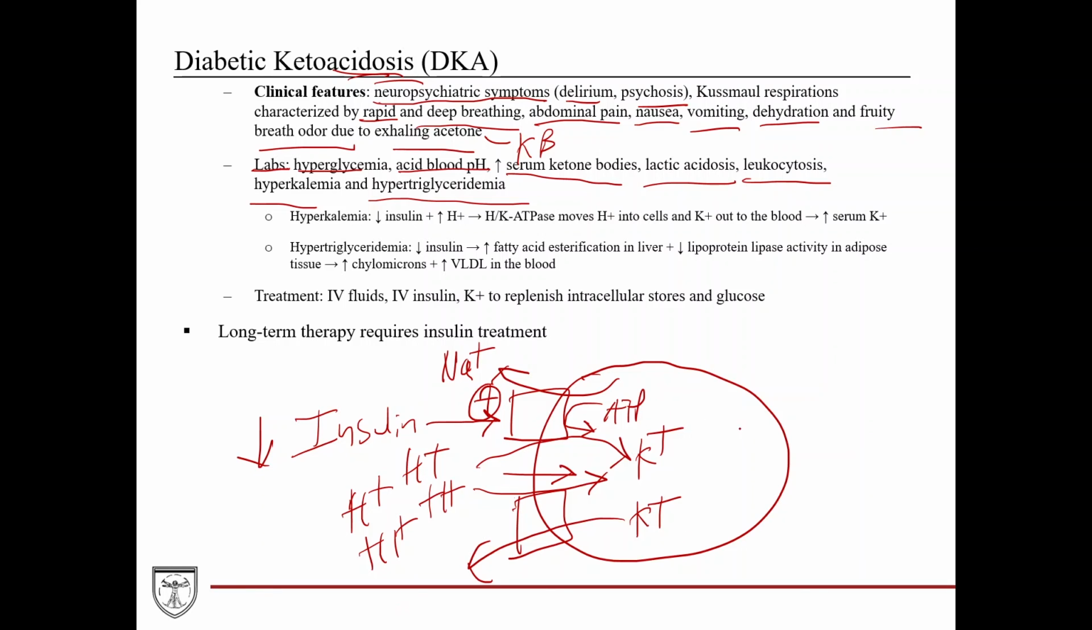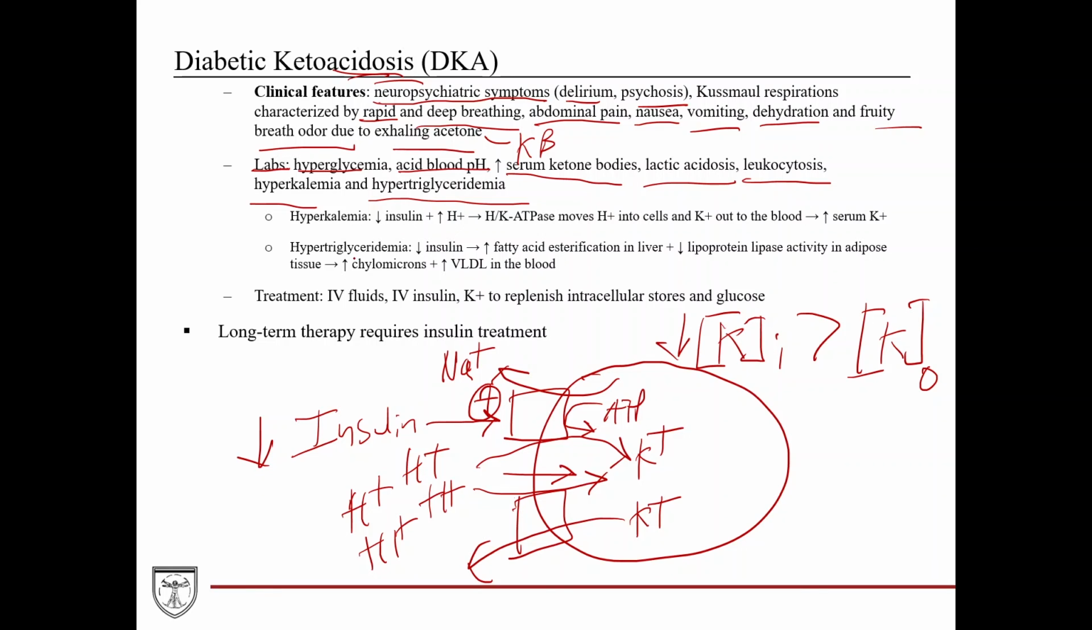So in a patient initially presenting to the emergency room with DKA, their intracellular potassium store is going to be really low. Remember, the concentration of potassium inside the cell in a normal individual is actually higher than potassium outside the cell. Now, in someone with DKA, this is going to be significantly decreased.